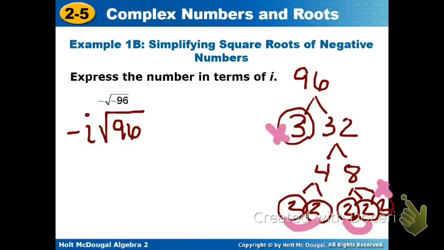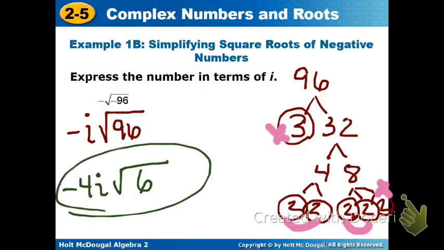So when we go to write our final answer, let's look and see what all we have to pull out. We're pulling out a 2 and a 2. So we're going to multiply that back together as 4. So that's going to make it -4i. We put back the radical symbol. What's left underneath of that? A 3 and a 2. Multiply that back together: 6. -4i square root 6.